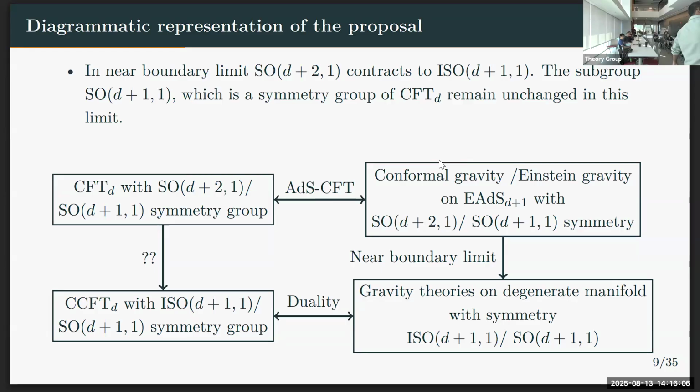Yes, again it follows from that. If you have a CFT with only SO(d+1,1), we know that in the near boundary limit this SO(d+1,1) does not deform. So the resultant symmetry group after the near boundary limit will also have SO(d+1,1), and this is what I'm going to discuss in this talk. Regarding your earlier question, what this is essentially saying is that the Celestial CFT might be dual to some gravitational theories on this degenerate manifold, not the AdS part, but what you get in the near boundary limit. So that's essentially the proposal in a nutshell.